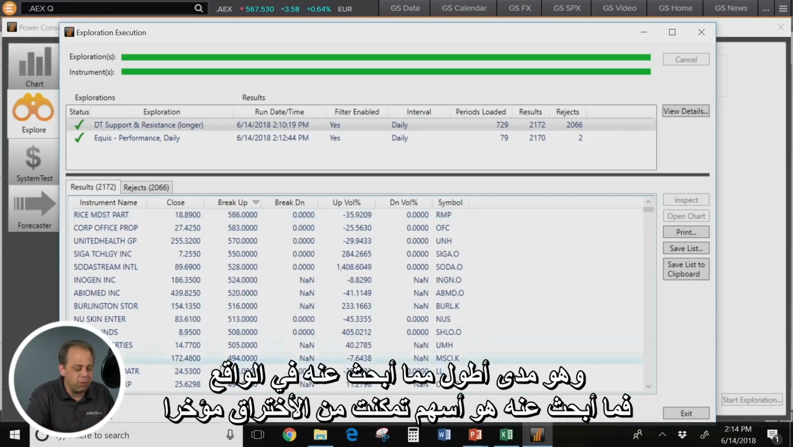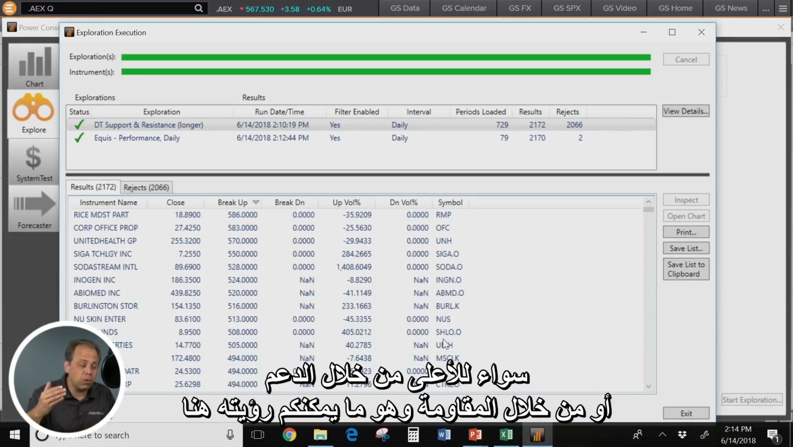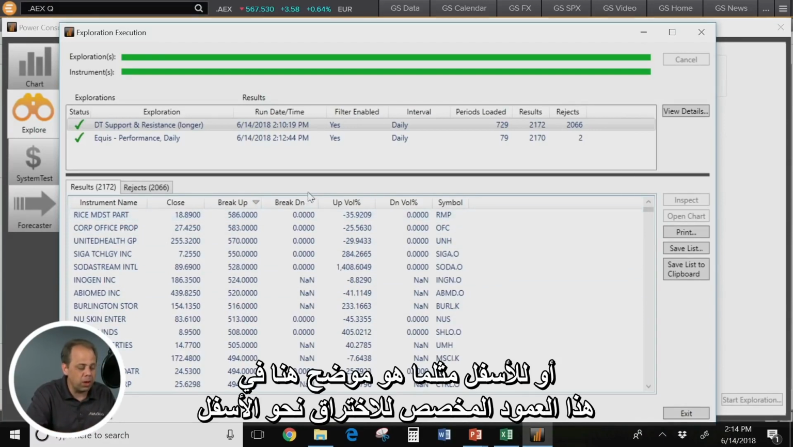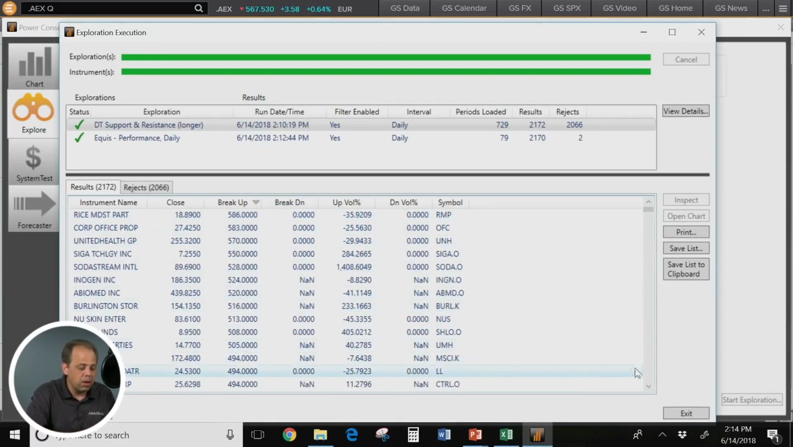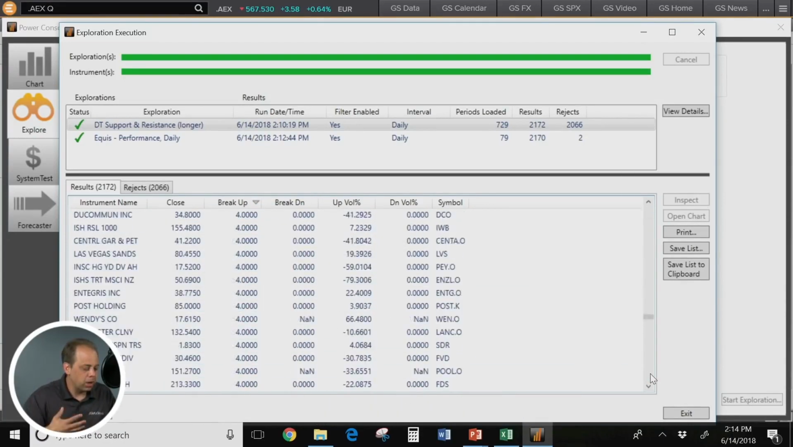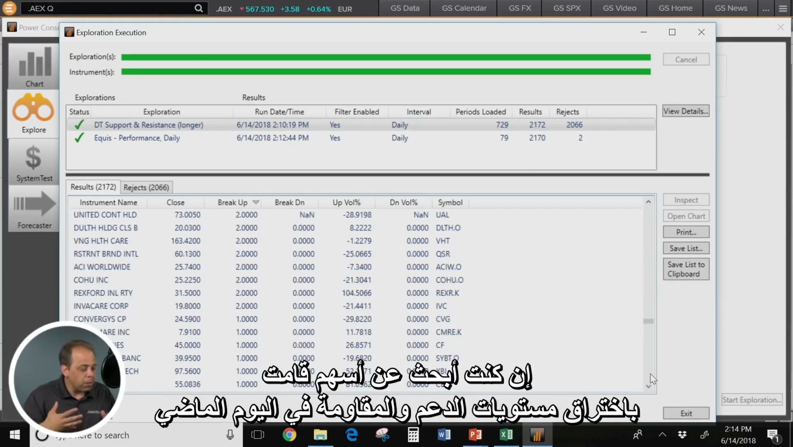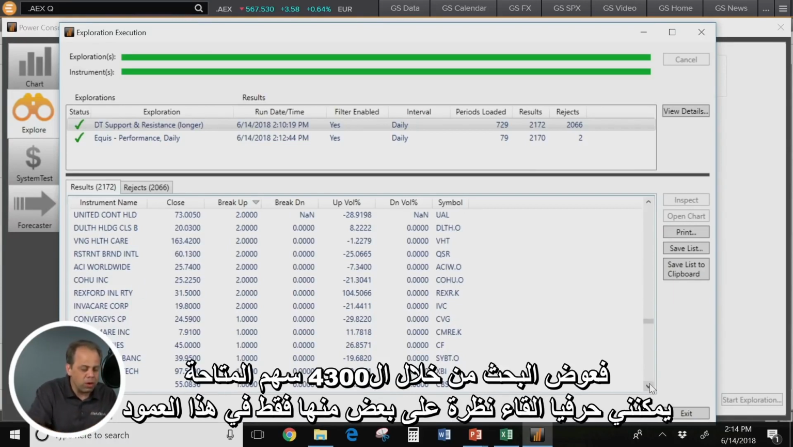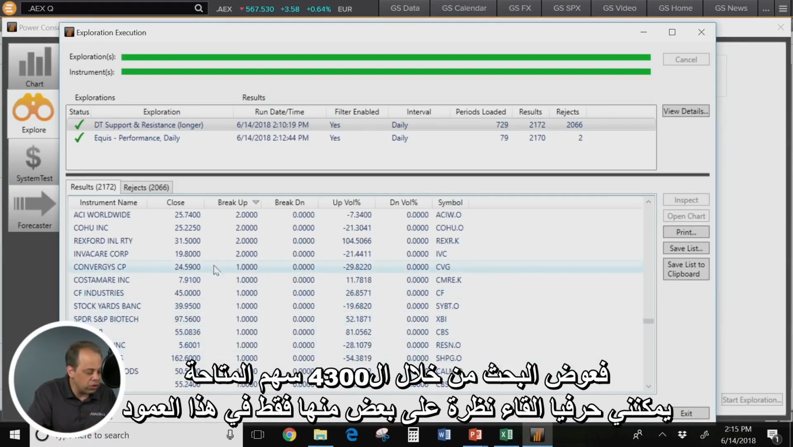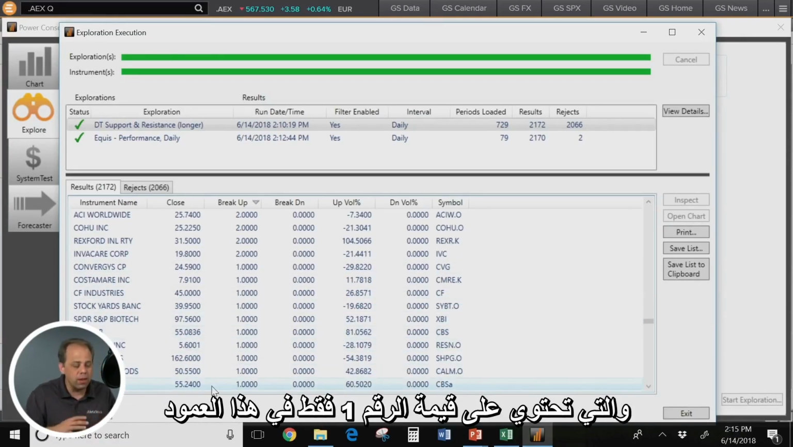So I'm going to be looking for the stocks that just recently broke, either up through support or up through resistance, which you can see right here, or down through resistance, which would be right here in this breakdown column. So if we go down just a little bit, if I'm looking for stocks that have broken up through their resistance levels in the last day, instead of looking at the 4,300 optionable stocks that are available, I literally can look at just these half a dozen or so that have a 1 in this column.